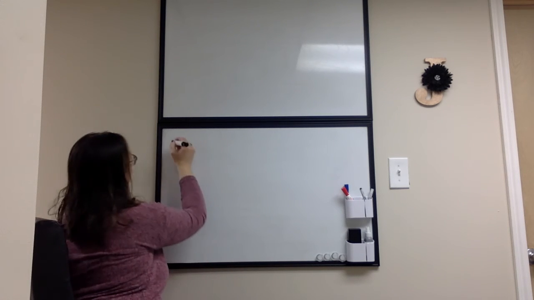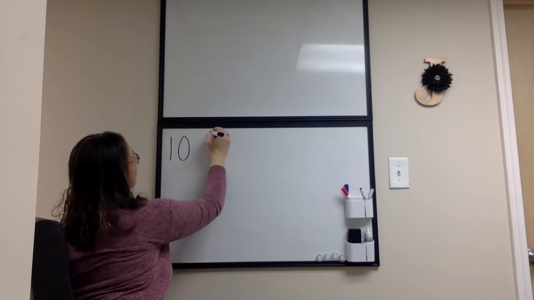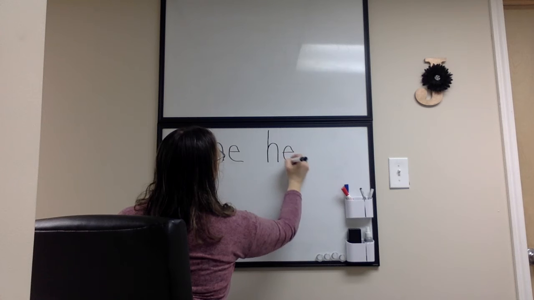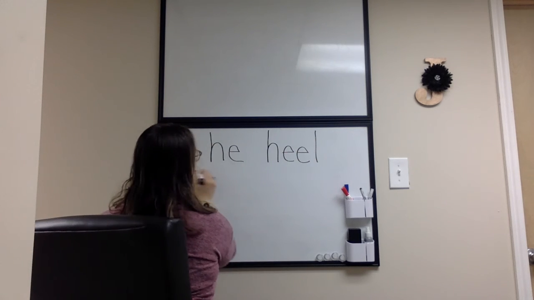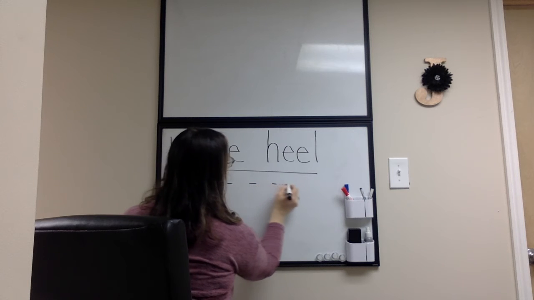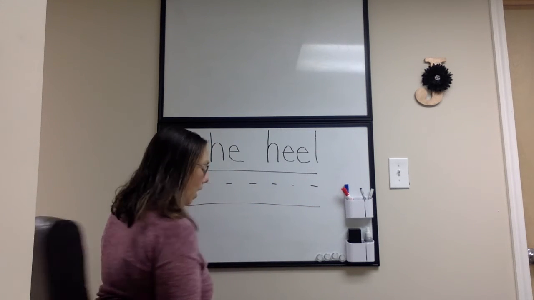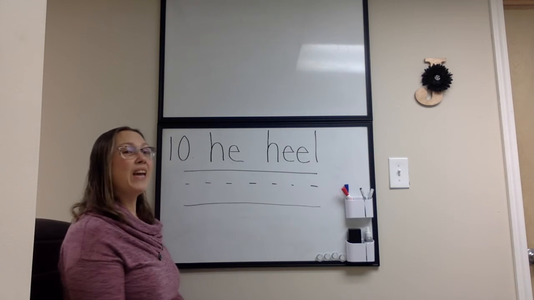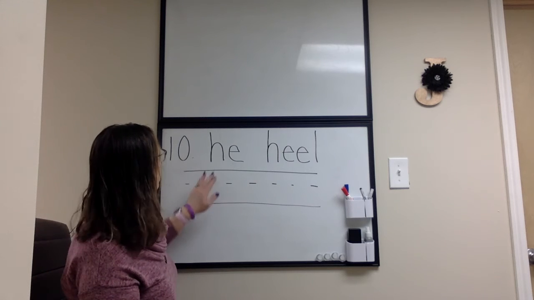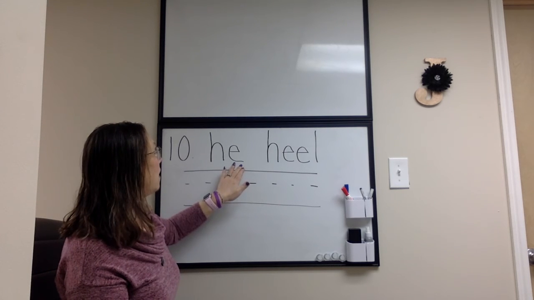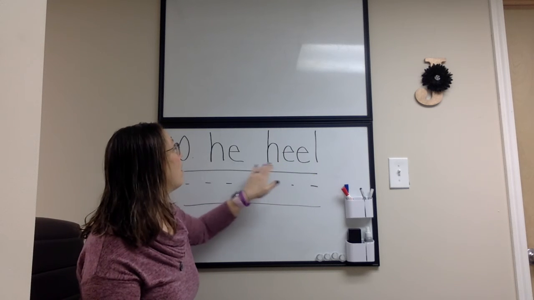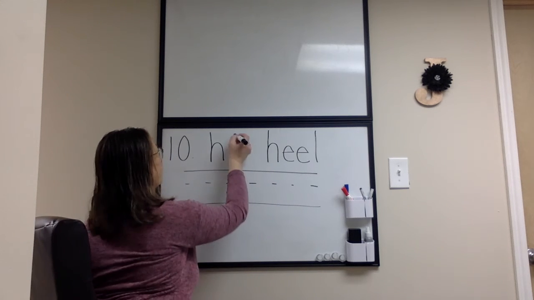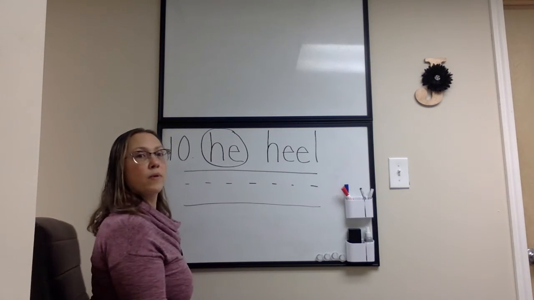Ten. All right. For ten, we need to find the word he. So let's practice our words. He, heel. Point and circle the word he. And now let's write it on the line.